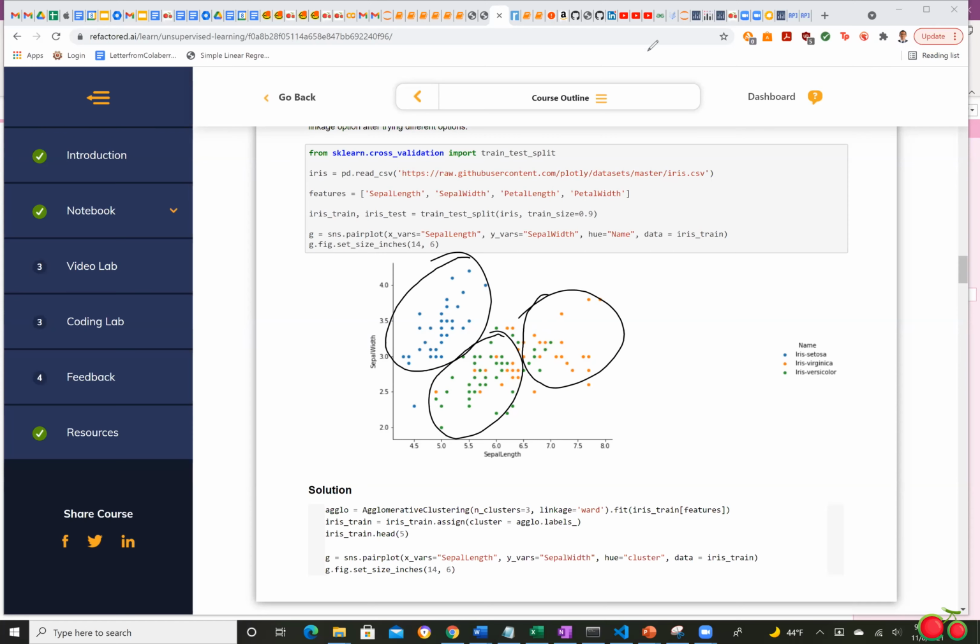Yeah, it does. But that's a fun thing to check out, like how it's going to turn out. And that's what the exercise is all about.